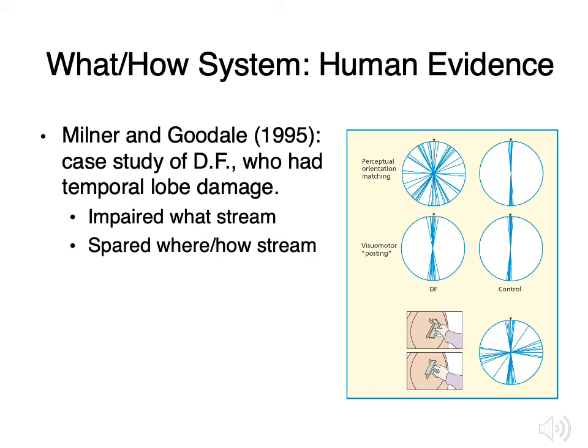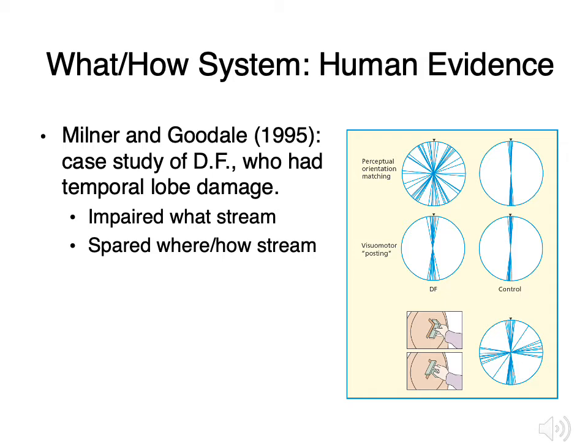In one task, DF and control patients were asked to orient a card to match the orientation that they were presented with. As you can see in the two circles at the top of this image, DF's ability to match the perceptual orientation was significantly worse than the control patient's. She's just kind of all over the place. DF was not able to perceive the orientation of the object and the environment well enough to match the orientation of her hand to the target.